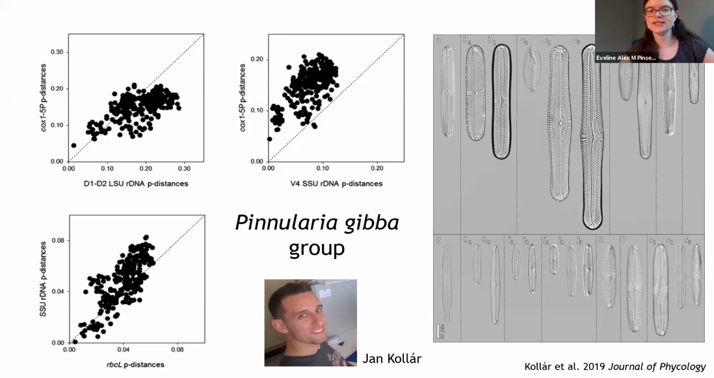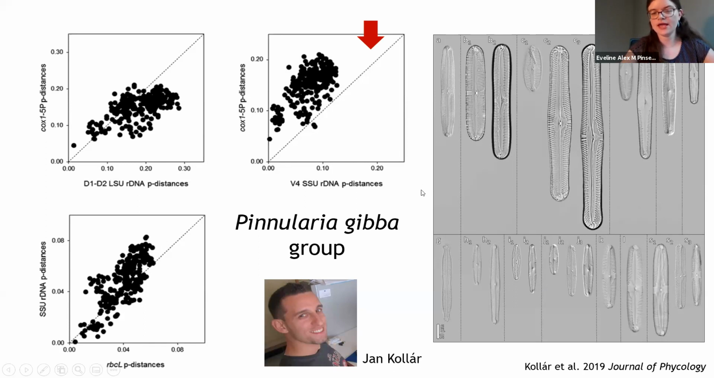And I want to demonstrate this with the Pinnularia gibba group, which is another clade in the genus Pinnularia. And this is work done by my colleague, Jan Kolar from Czech Republic. Jan sequenced a whole bunch of species of the Pinnularia gibba group. You can see some of them here on this picture on the right of the slide. And he sequenced multiple genes of these. And then for each of these strains, he actually looked at the differences in variability between two markers. So I will start with the first one here.